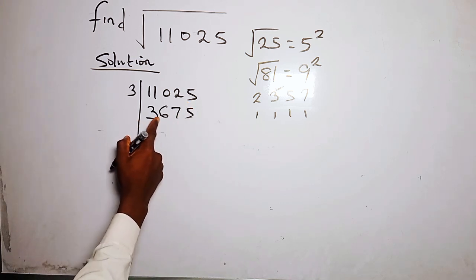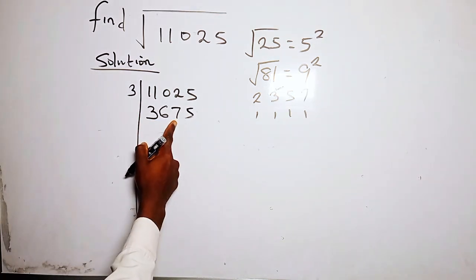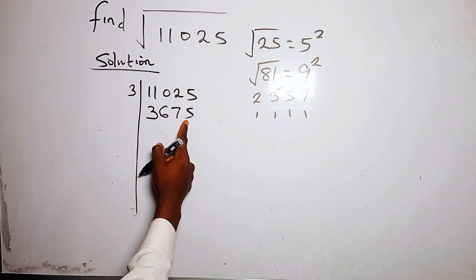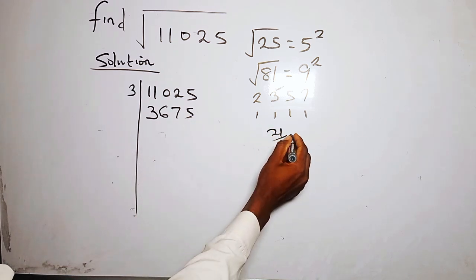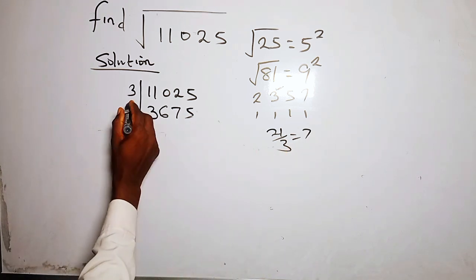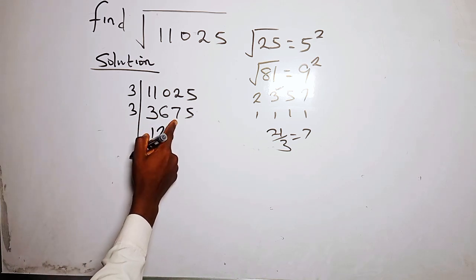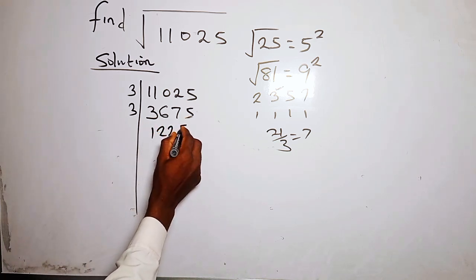So can we still use 3? Let us check. 3 plus 6 is 9. 9 plus 7 is 16. 16 plus 5 is 21. 21 is divisible by 3, so we can still go with 3. So let's use 3. 3 in 3 is 1. 6 divided by 3 is 2. 7 divided by 3 is 2, with the 1. And 15 is 5.